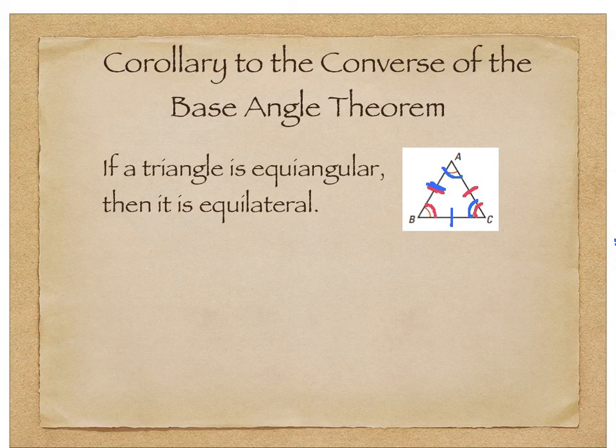So the corollary to the base angle theorem says that if it's equilateral, then it's equiangular. And then the corollary to the converse says if it's equiangular, then it's equilateral. I think those are things that we've all taken for granted. Now we're just, again, giving them a fancy name.